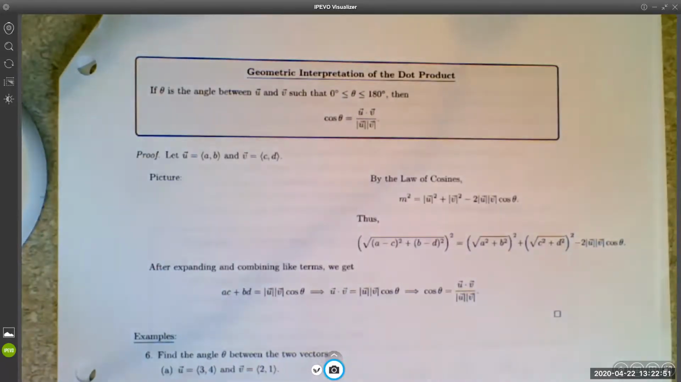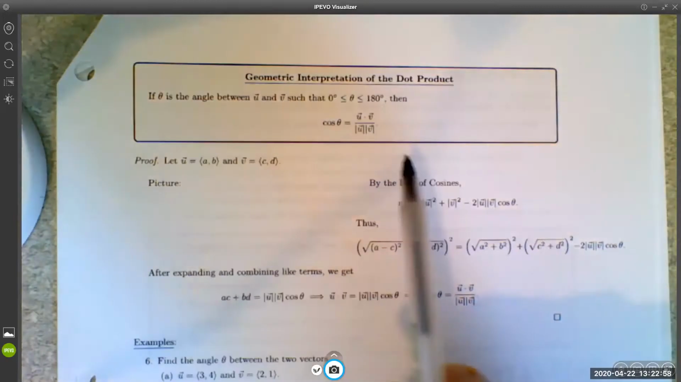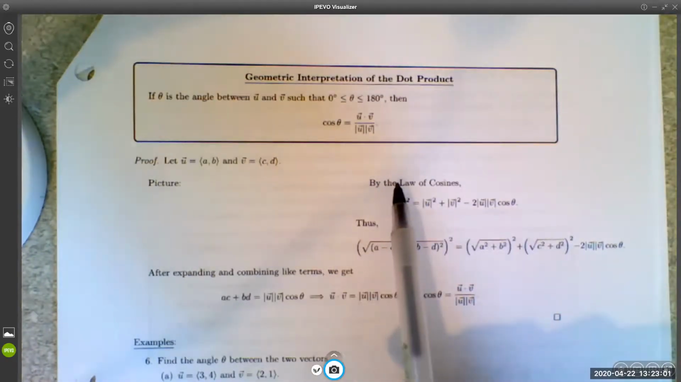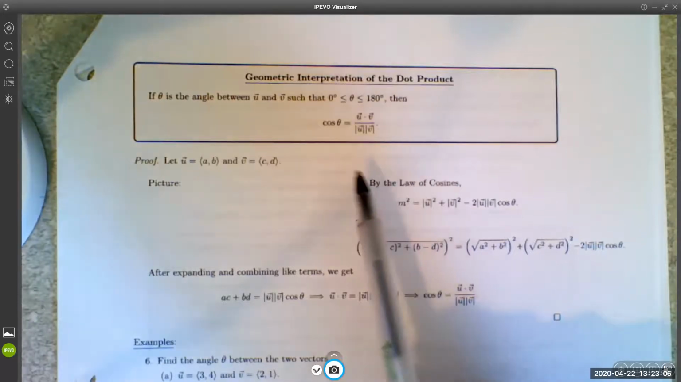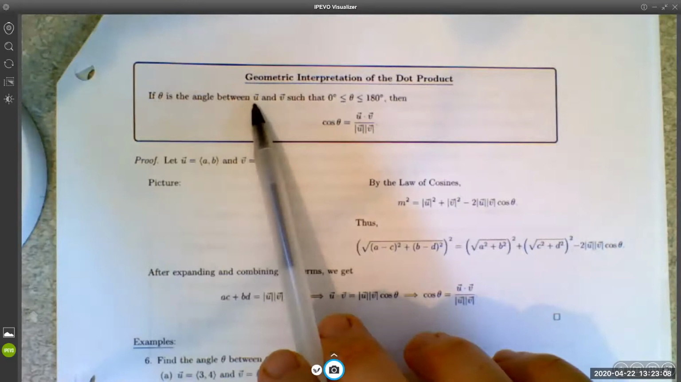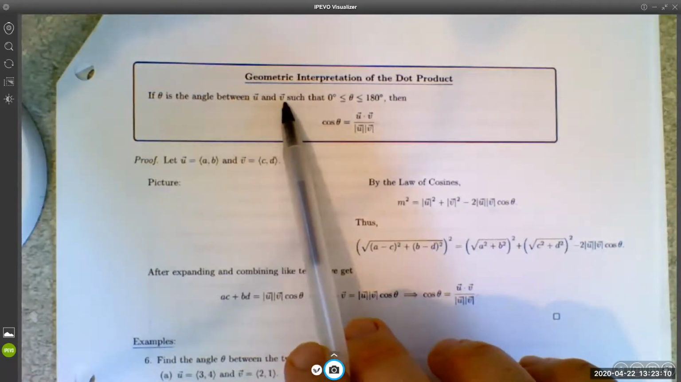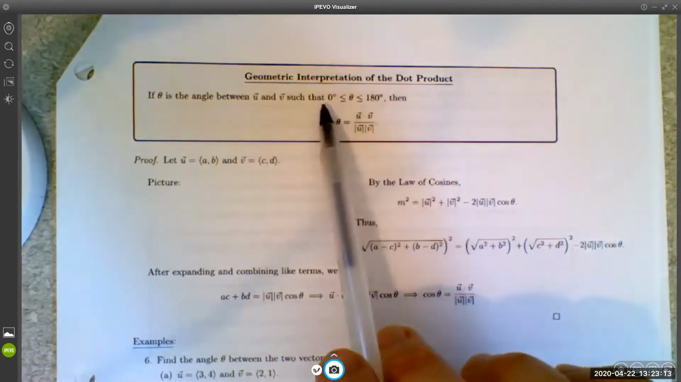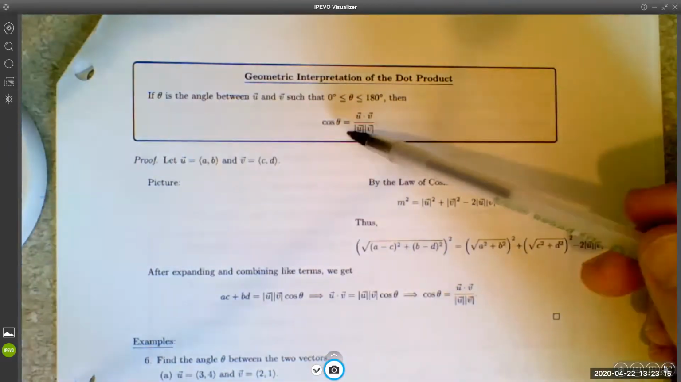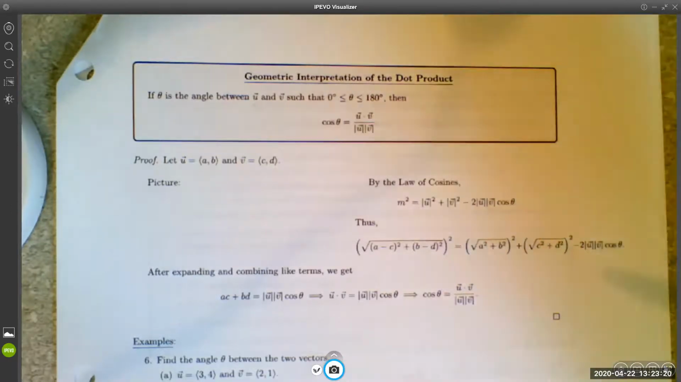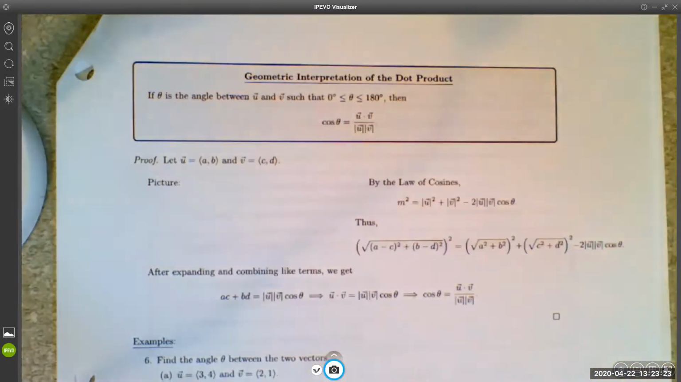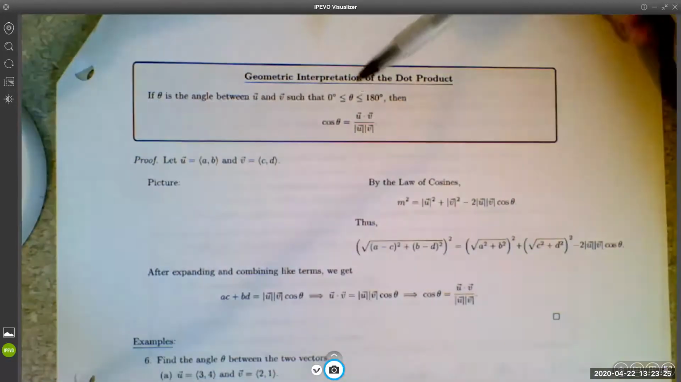So now that we've discussed the dot product algebraically, here's the geometric interpretation. As we commented on the previous page, the dot product is linked to the angle between two vectors. If theta is the angle between u and v, such that theta is between 0 and 180, then cosine theta satisfies this relationship. And we're going to prove this down below. But just a comment before we do.